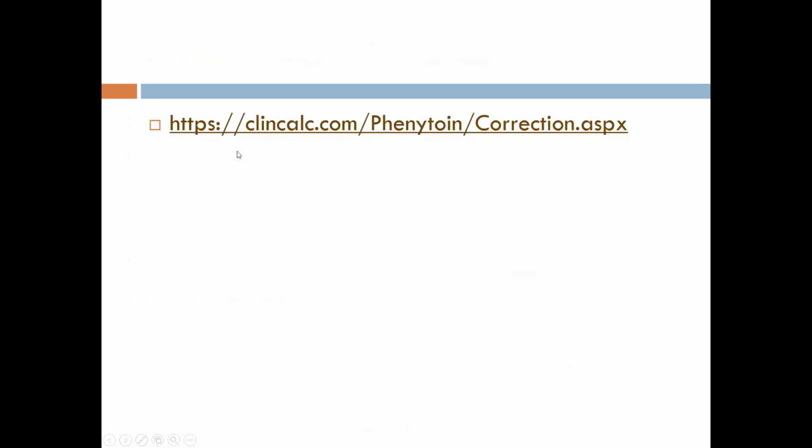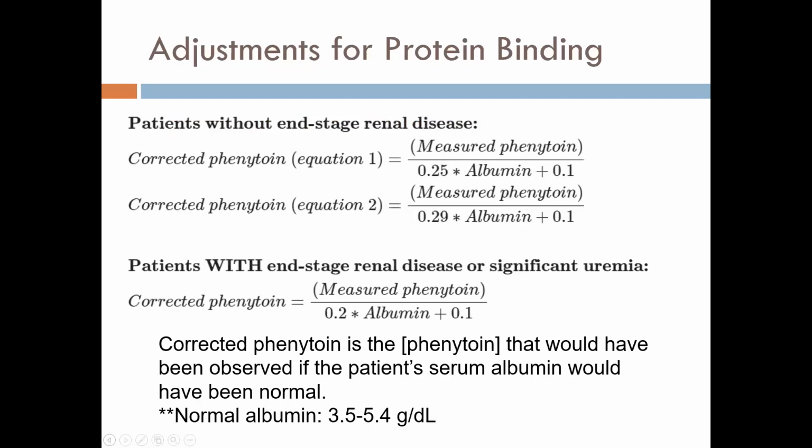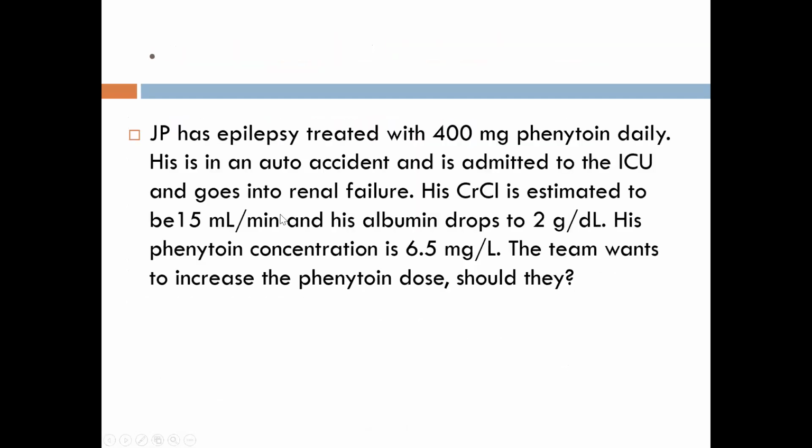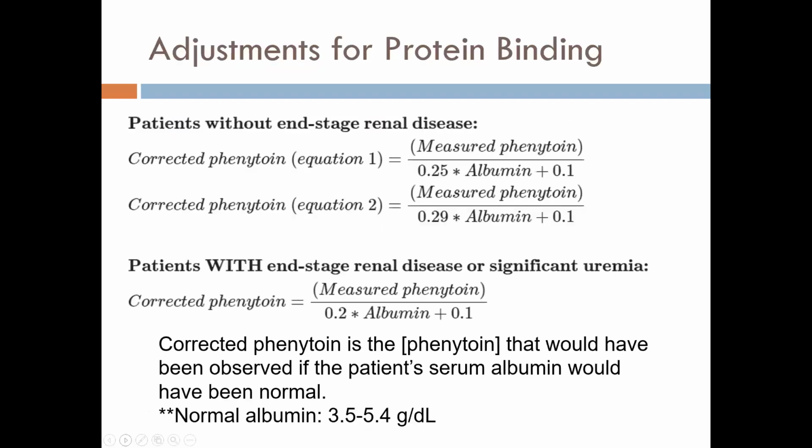So if we go back, let's just quickly remember here. He's got 15 mils per minute. So he's got renal failure. Albumin is 2, which is normal is 3.5 to 5.4. And his phenytoin concentration is read as 6.5, which seems pretty low.